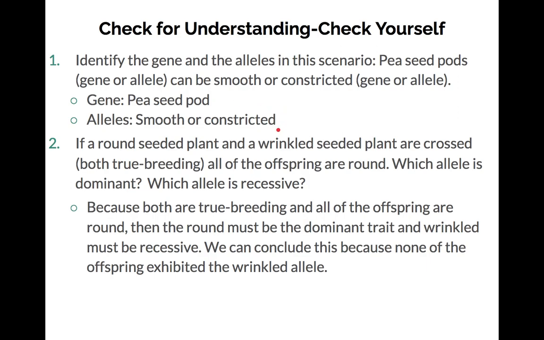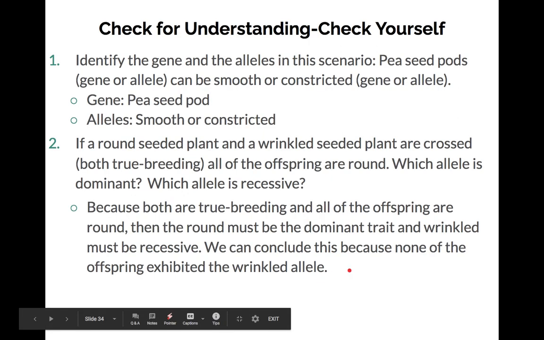Number two, if a round seeded plant and a wrinkled seeded plant are crossed and all the offspring are round, which allele is dominant, which allele is recessive? So you're not given a whole lot of information from this problem, but because we have this true breeding, okay, then we can make an accurate assumption, which is both are true breeding and all the offspring are round, then the round has to be the dominant trait and wrinkled has to be recessive. And we can conclude that because none of the offspring exhibited the wrinkled allele.